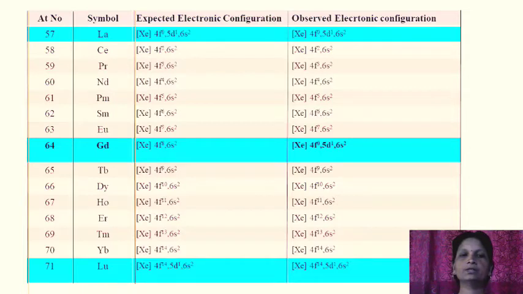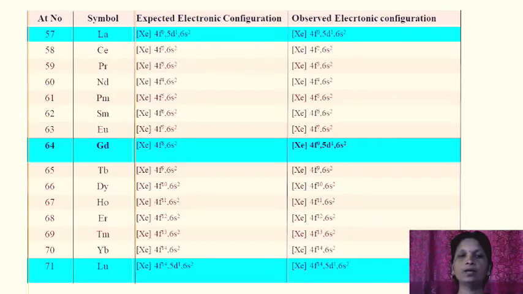it is 4f7 6s2. Now for gadolinium the expected electronic configuration is 4f8 6s2, but instead the observed electronic configuration is 4f7 5d1 6s2. Terbium has the same expected and observed electronic configuration, 4f9 6s2. Dysprosium 4f10 6s2, both expected and observed the same.